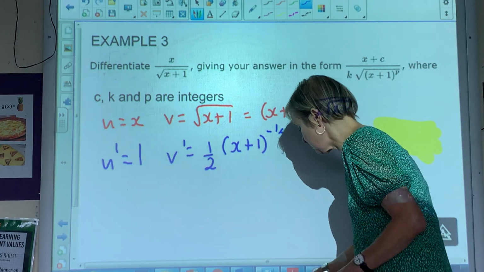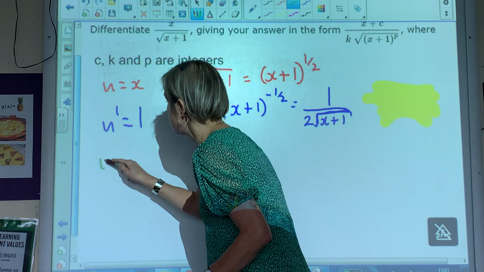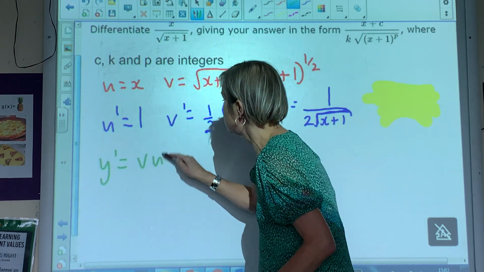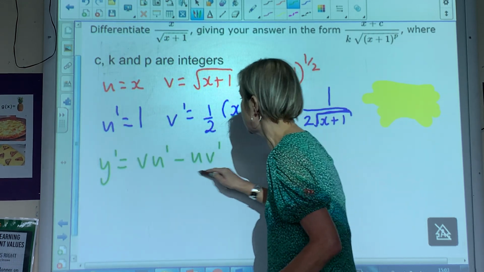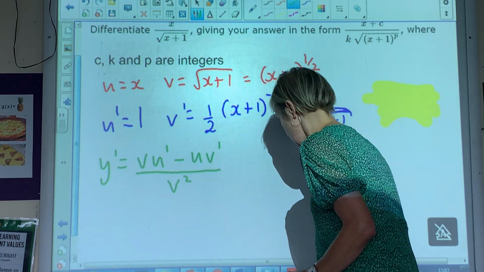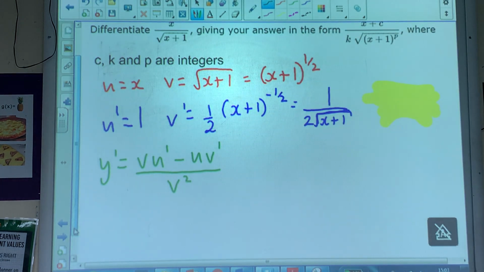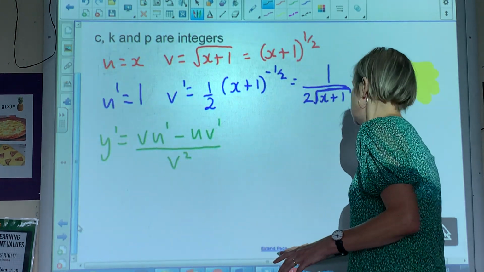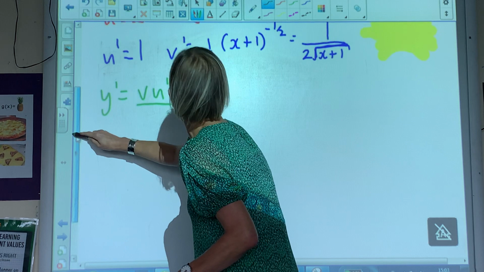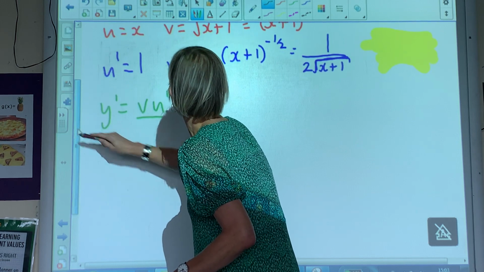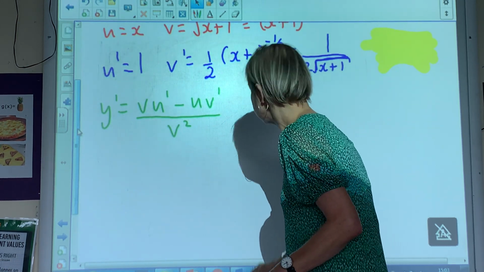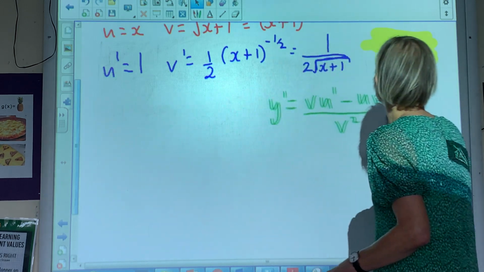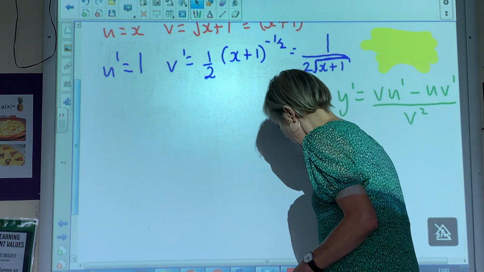I'm now going to take my quotient rule, which is v du dx minus u dv dx all over v squared. I'm going to need quite a lot of room because this is looking quite unpleasant. So let's think about how we're going to do this. I'm just going to make sure I've got enough board space for it all. I might even move that over there. So here we go.